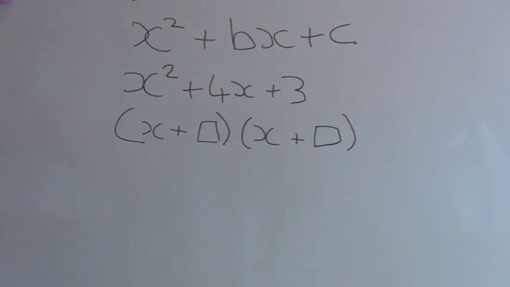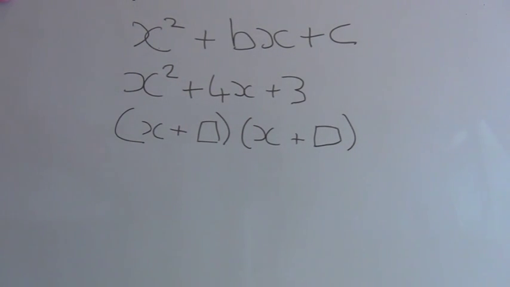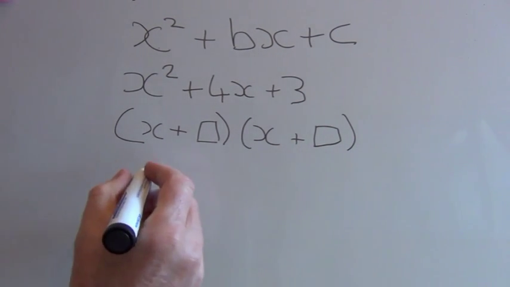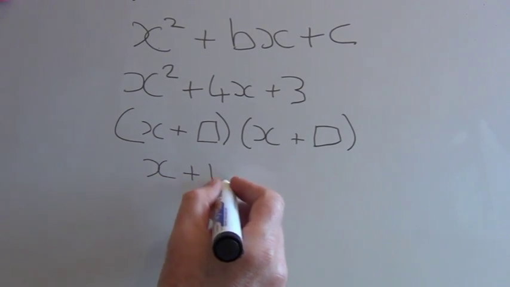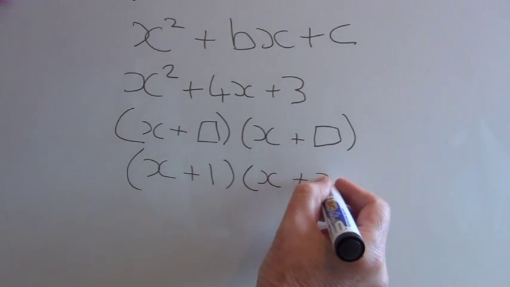Now, the constant term of the original expression, c, is 3. And this provides a clue to the missing numbers, since the product of the two numbers should be equal to 3. This suggests that we need to look at the factors of 3. Now, we want two numbers which multiply together to give 3, and the only possible factors are 1 and 3, which suggests that the product should be x plus 1 and x plus 3.